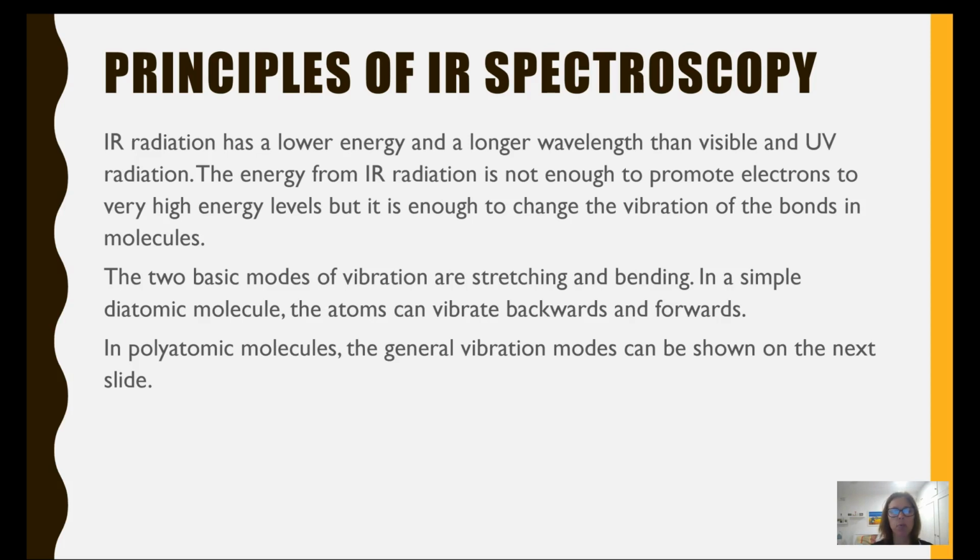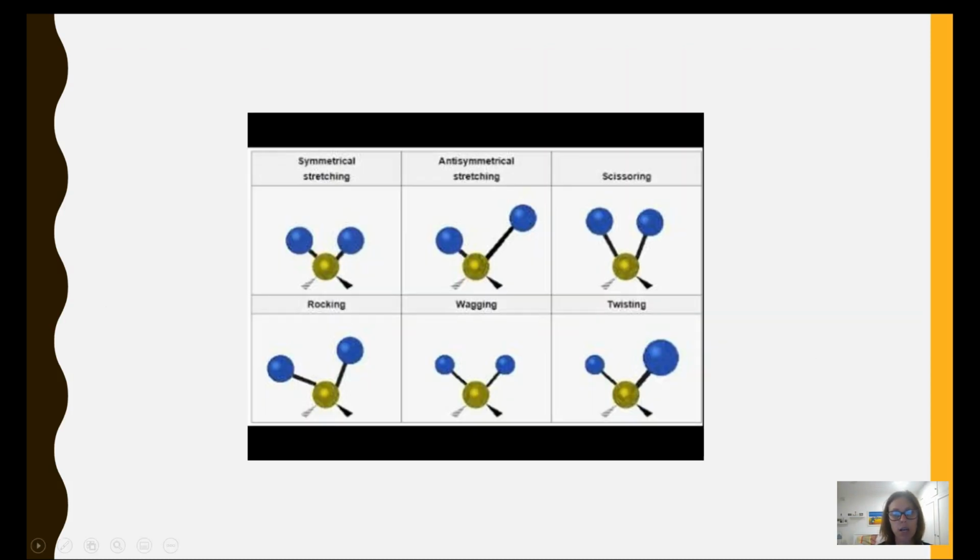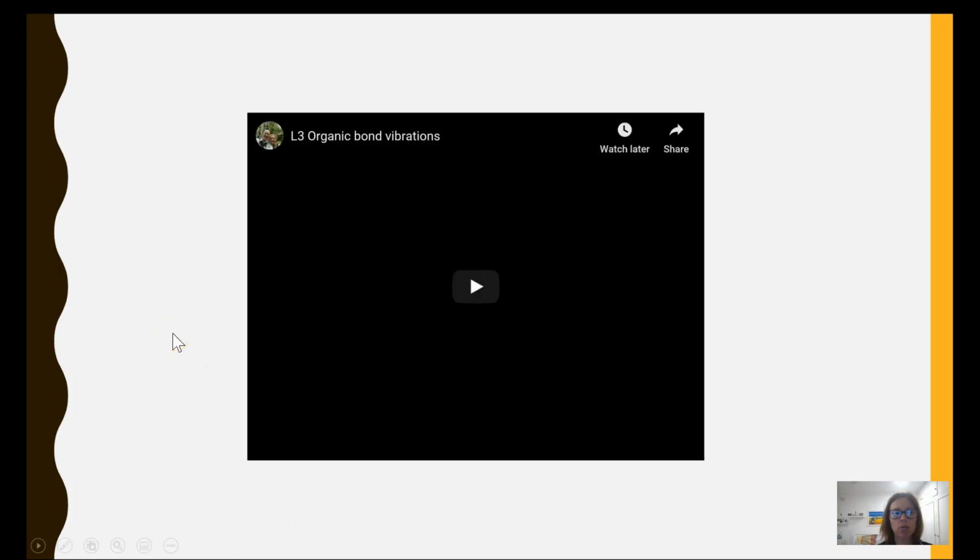So we've got a couple of different modes. In our diatomic molecules, such as oxygen, we can have them vibrating backwards and forwards, but in polyatomic molecules, there's a lot more that can go on, and the general vibrations can be shown here. So looking at this slide here that we've got, and it'll show it in a little video.